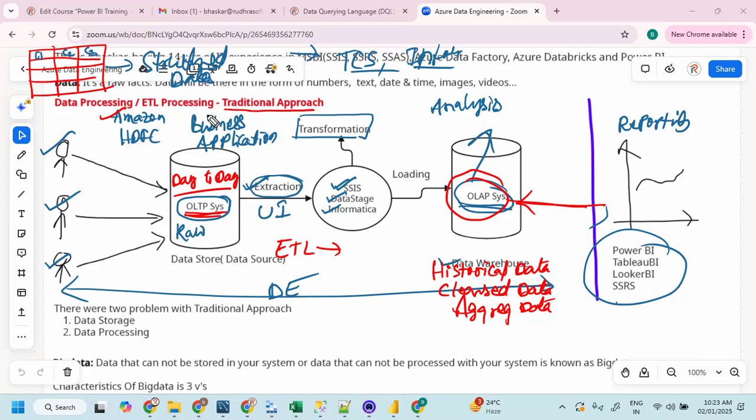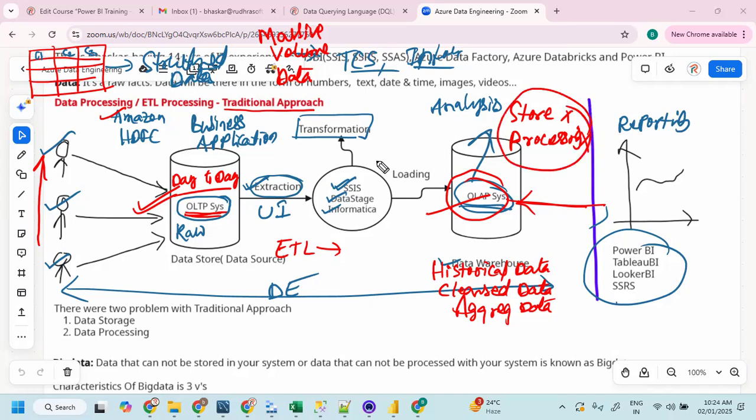And later what happened is, suddenly the data increased like anything. A decade ago, data started increasing exponentially. That means these systems are not capable enough to handle a massive volume of data. Whatever systems are there here, they are not capable enough to store the data. When they are not able to store it, it's definitely not going to be possible to process it. So processing is also a problem with these systems. So these two major problems occurred a decade ago.